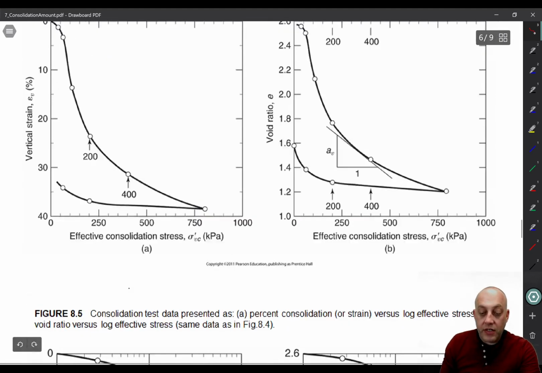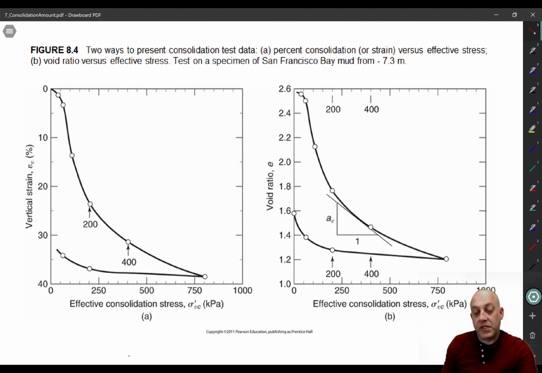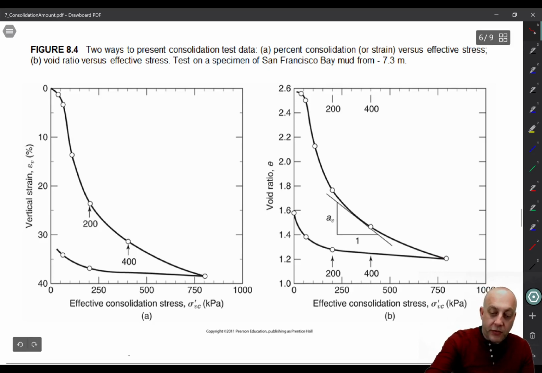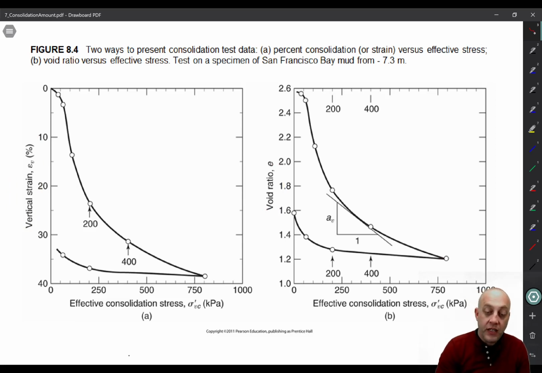All right, now let's look at what real data looks like. This was an example problem. Now I'm going to look at some real data from figure 8.4 in your textbook. And this one, I guess they're putting void ratio on the right and cumulative vertical strain on the left, so it's kind of switched from what I showed before. But this is from San Francisco Bay mud, a very common, kind of famous clay in the Bay Area.